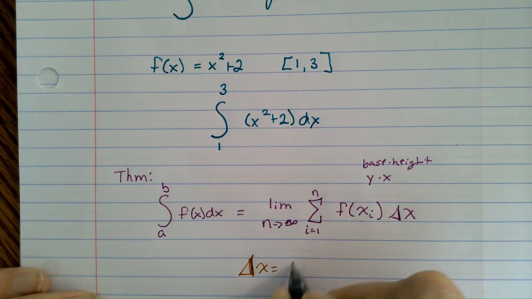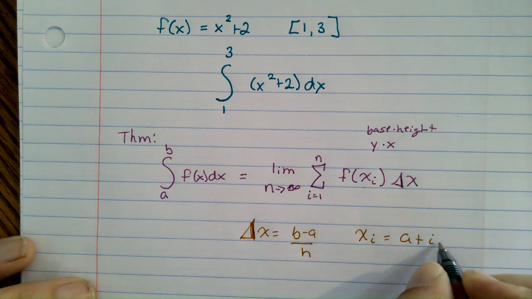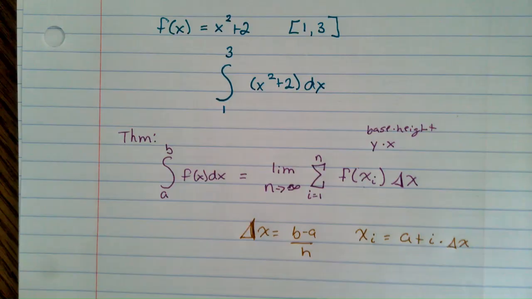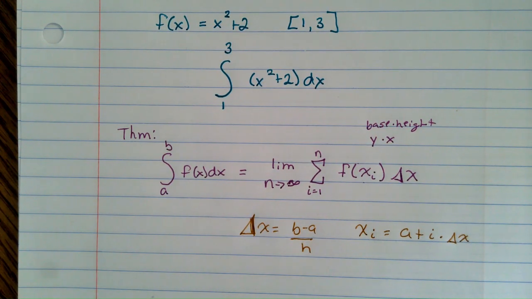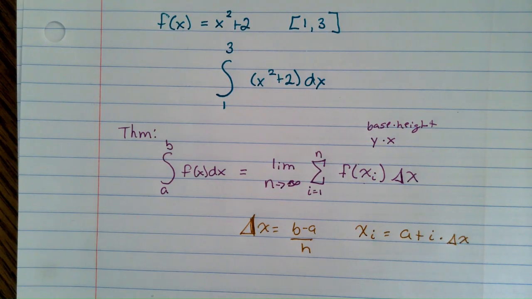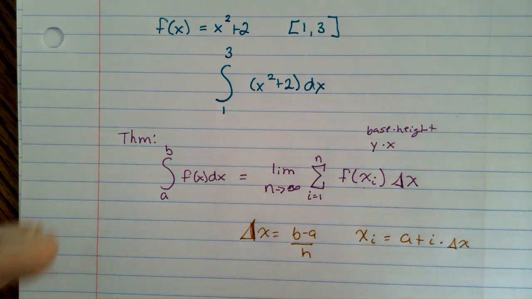Delta x is going to be b minus a over n, which I did introduce in my last video. And x sub i is going to be a plus i multiplied by delta x. Okay? So that's how we're going to get, in my last video I had 1, 1.25, 1.5, right? So that's all that this is really doing. Okay? So this is the formula for an area, things like that.